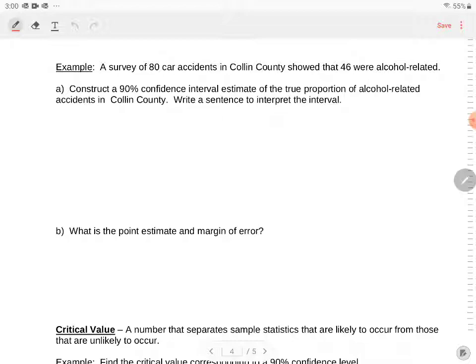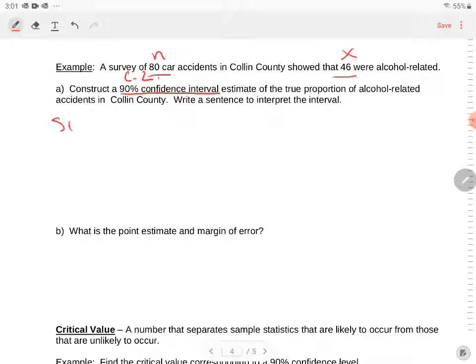All right, let's look at another one. A survey of 80 car accidents in Collin County showed that 46 were alcohol related. So 80 is your N, 46 is your X. Construct a 90% confidence interval, so 90% is your confidence level, to estimate the true proportion of alcohol-related accidents in Collin County, and write a sentence to interpret the interval. The sentence is, I am blank percent confident that the true proportion of blank is between blank and blank. It's still filling in those blanks, and once you do some, it will begin to make sense.